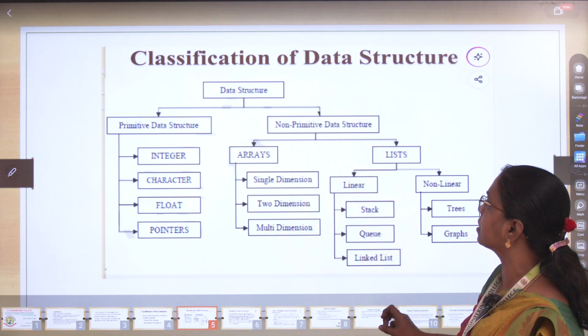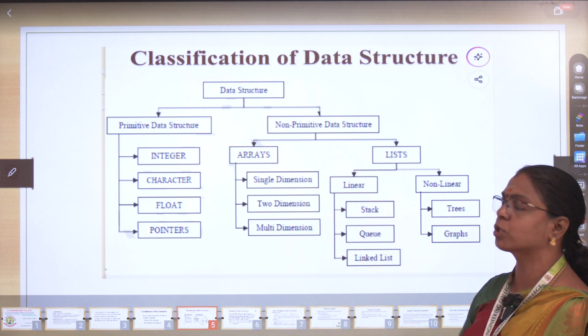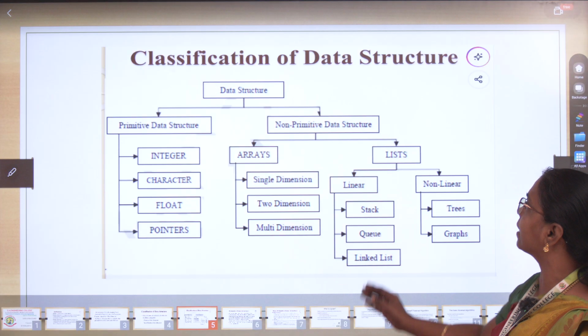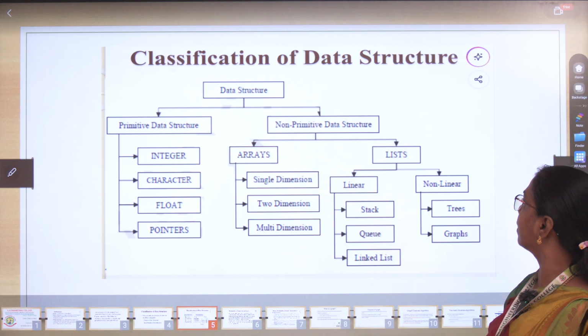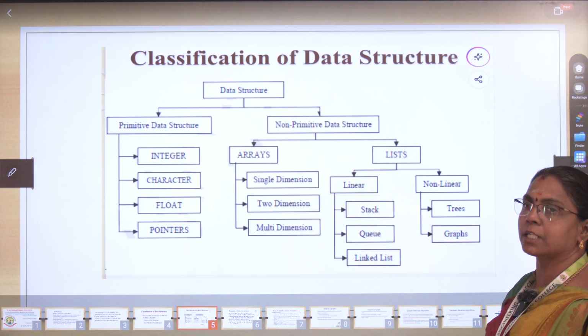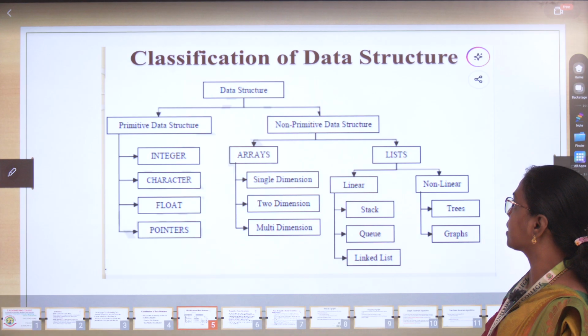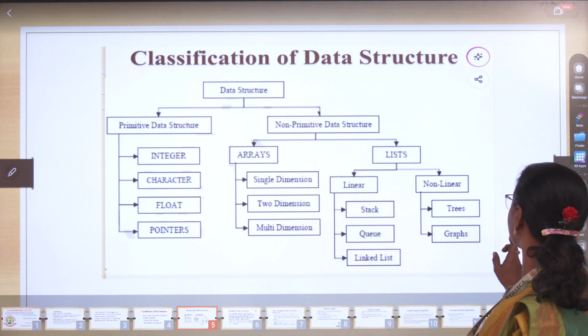Primitive data structures are classified into integer, character, float, and pointers, and that has been further classified into non-primitive data structures. Non-primitive is broadly classified into arrays, lists, linear data structures, and non-linear data structures. We will elaborately discuss all of these, and we will go in depth with the concepts.